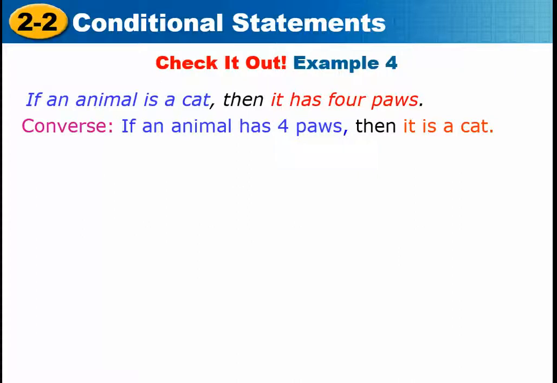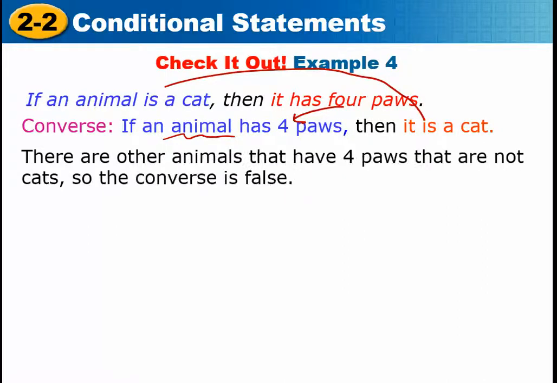But the converse is when you switch. The conclusion goes here, and the hypothesis goes here. Now we had to add the word animal so that we didn't start with a pronoun. If an animal has 4 paws, then it's a cat. Is that true? Or could we find a counterexample? Well, my dog has 4 paws, so that would be a counterexample. So that's false. If you can find one counterexample, it's false.